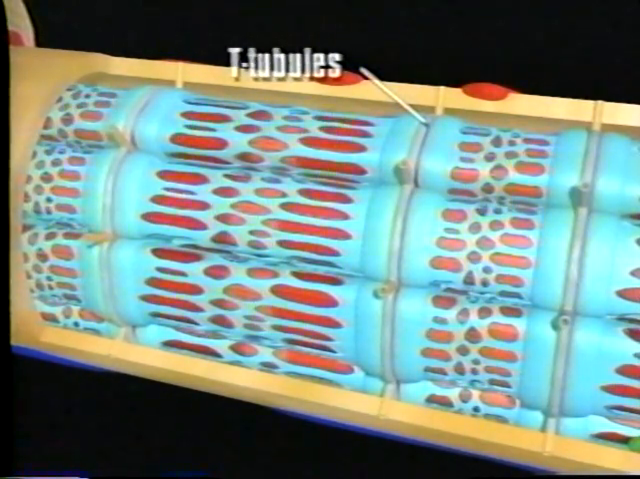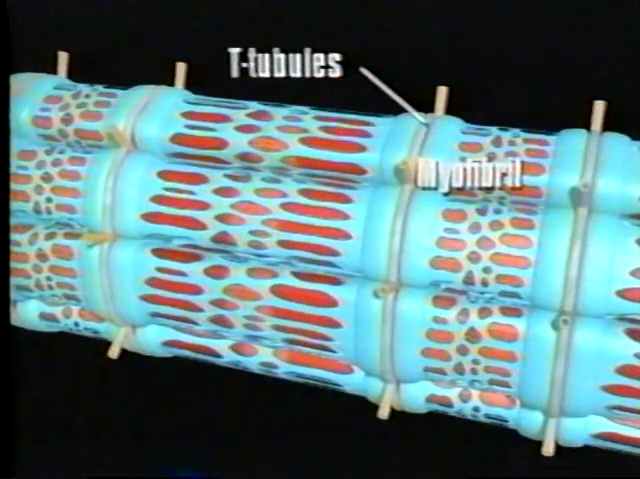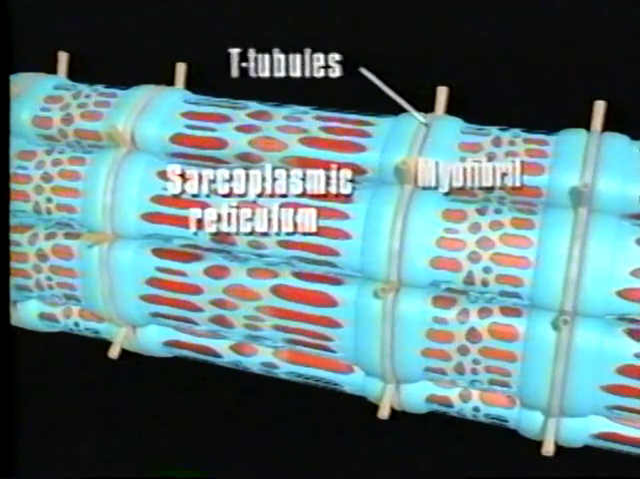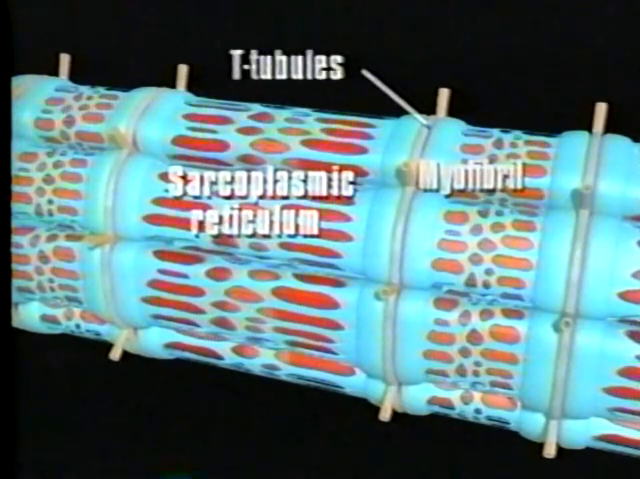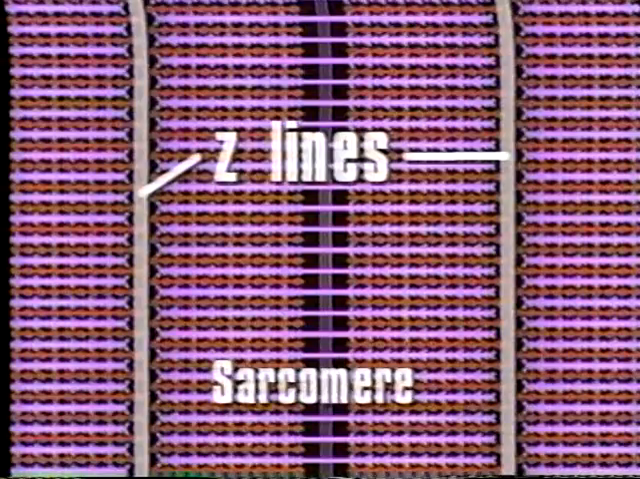Inside the sarcoplasm, the T-tubules encircle each myofibril and contact regions of modified endoplasmic reticulum, called the sarcoplasmic reticulum. The sarcoplasmic reticulum contains cisternae filled with calcium ions. Within each myofibril, bundles of parallel thick and thin filaments are organized into repeating functional units called sarcomeres. Sarcomeres are the smallest functional units of the muscle fiber and are connected at junctions called Z-lines.